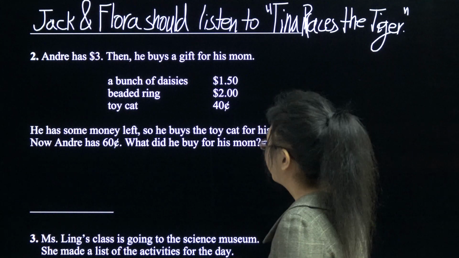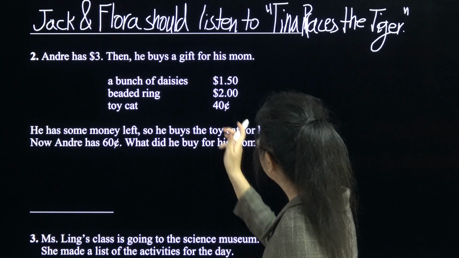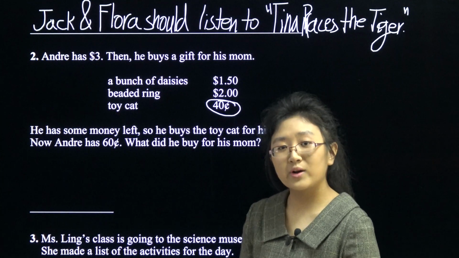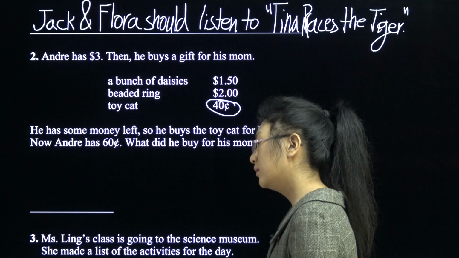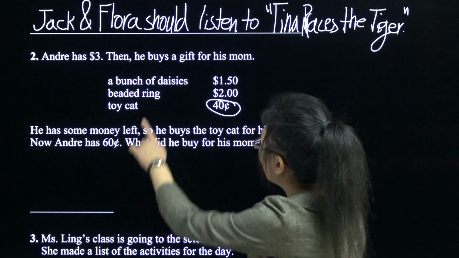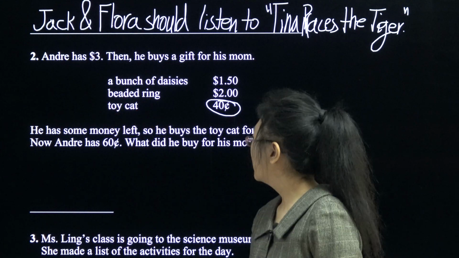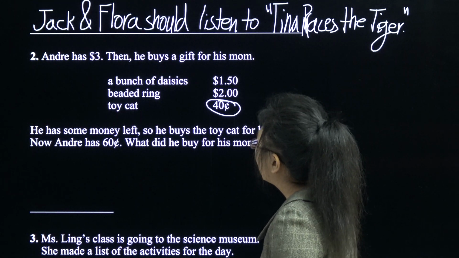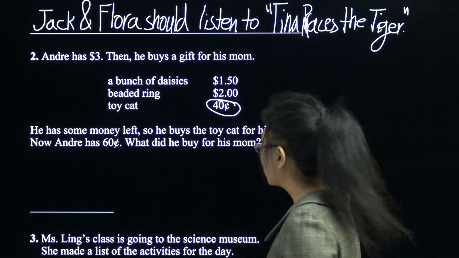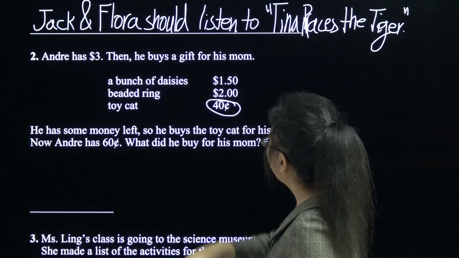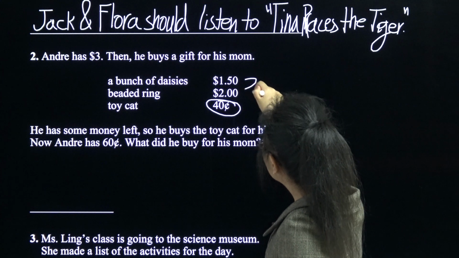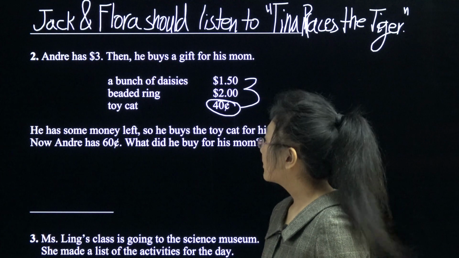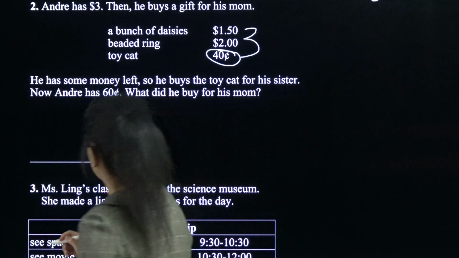We're going to have to work in reverse. How much does a toy cat cost? 40 cents. What's 60 cents plus 40 cents? Well, $1. And Andre had $3. So what's 3 minus 1? $2. And that would mean that he spent $2 on the gift that he bought for his mom. So which one of these is $2? The beaded ring. Therefore, he bought the beaded ring for his mom.